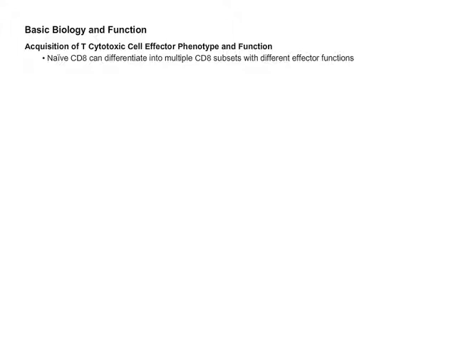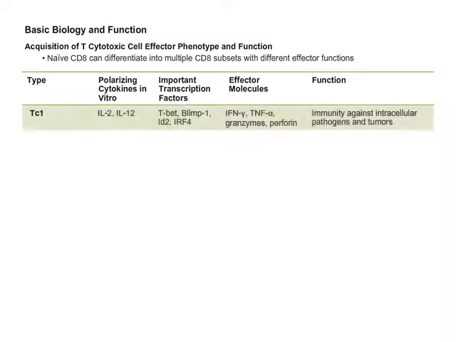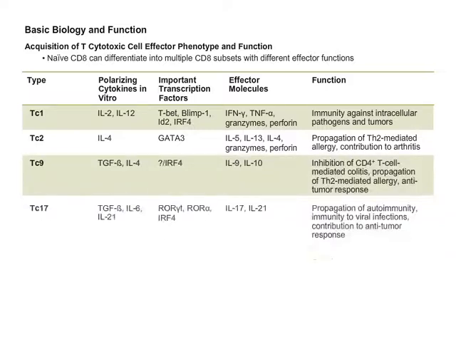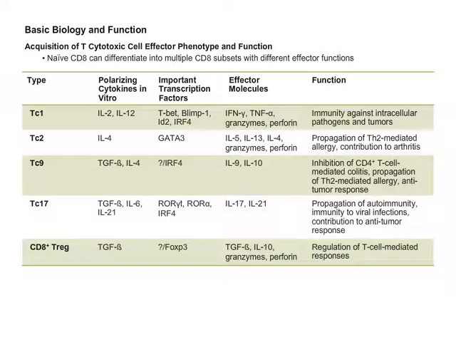However, there is now evidence that naive CD8, like CD4 cells, can differentiate into multiple CD8 subsets in addition to TC1 cells. Accordingly, different cytokine milieu can also generate TC2, TC9, TC17, or CD8-positive T regulatory cells. These cells, like the various T helper subsets, express specific transcription factors and produce signature cytokines and effector molecules.